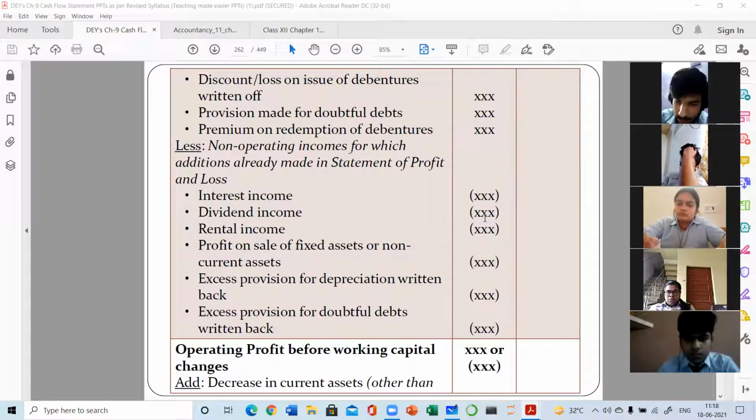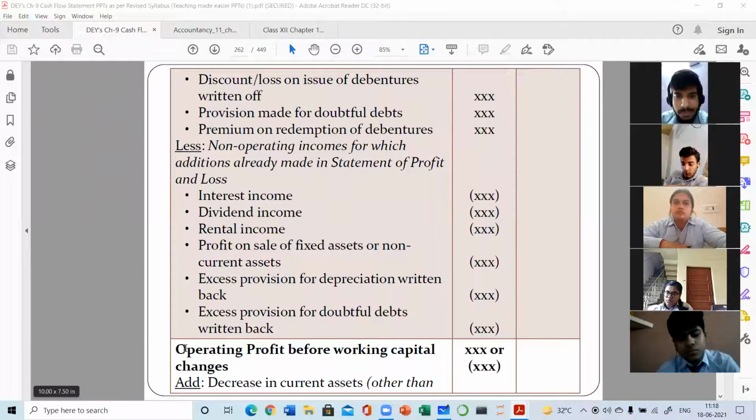So after subtracting all these items together, the final outcome of step 2 will be known as operating profit before working capital changes. I am repeating, operating profit before working capital changes. It means after doing the adjustment for the non-operating expenses and the non-operating incomes, whatever outcome you will be getting, that outcome will be known as operating profit before working capital changes.